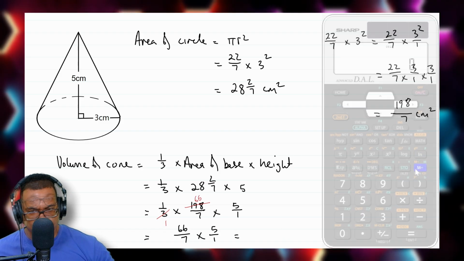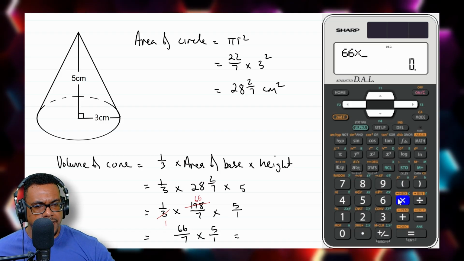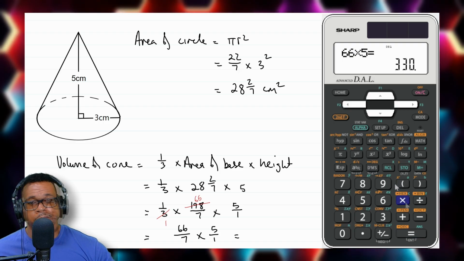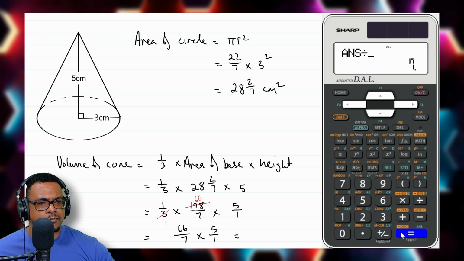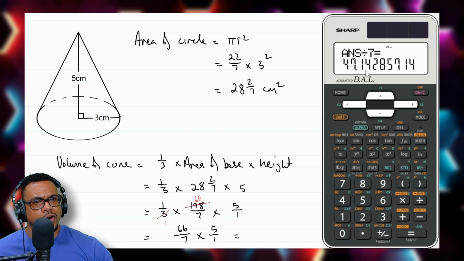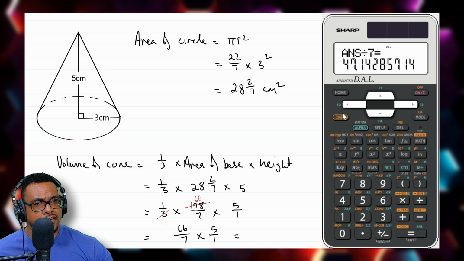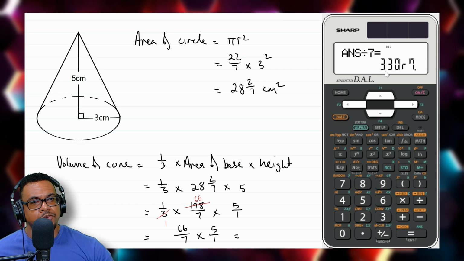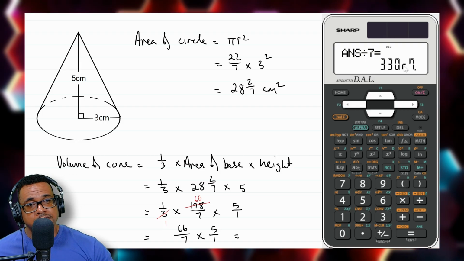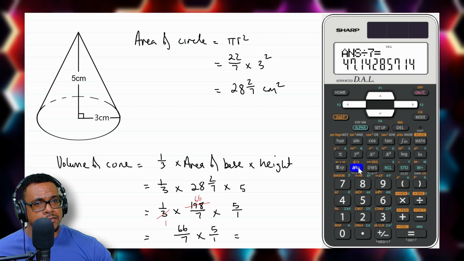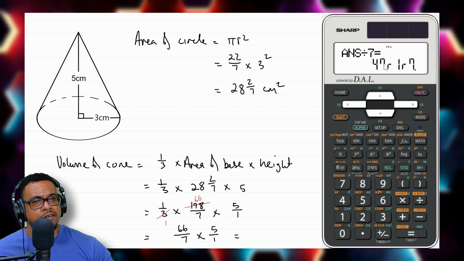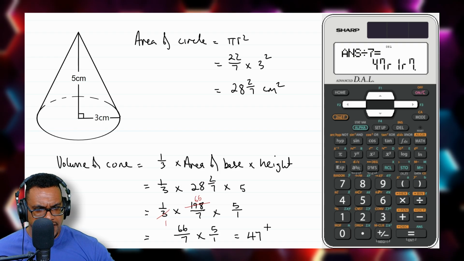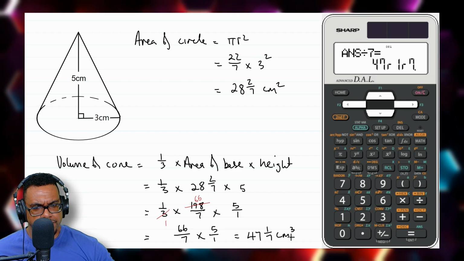So we multiply this 66 by 5, press equal, get 330, and divide it by 7. And we get 41.1428 like that. If you want to convert it to a fraction, just press second function, fraction button, and we get 330 over 7. And to convert this into a mixed number, we just press the fraction button, back to the decimal, and here we have the mixed number, 47 and 1/7. So that's 47 and 1/7 centimeters cubed.